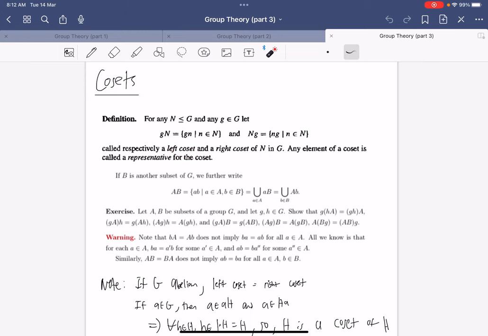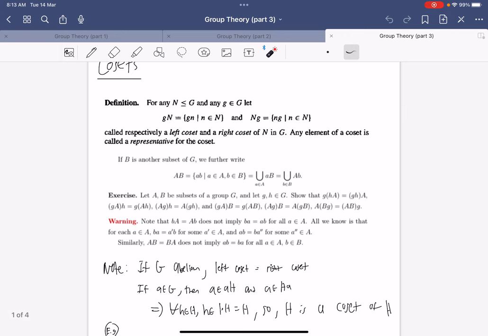A similar definition holds for the right coset of N. So basically you're taking all the elements in N and multiplying them with g, and then forming this set. And AB will just be the union of the left cosets aB where a runs through A, or you can just say it is the set of elements ab where a and b lie in the respective sets A and B.